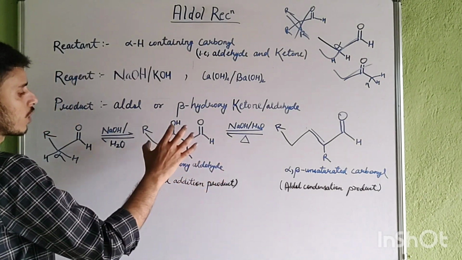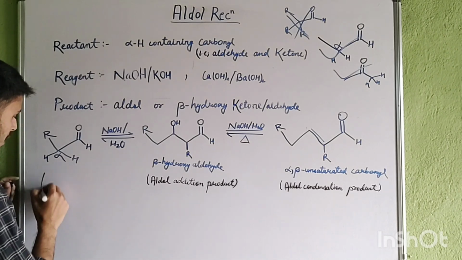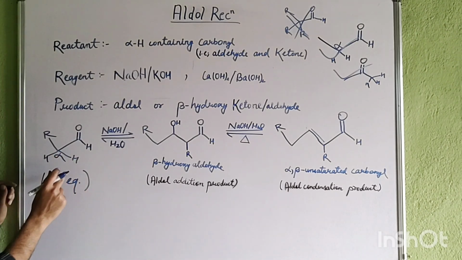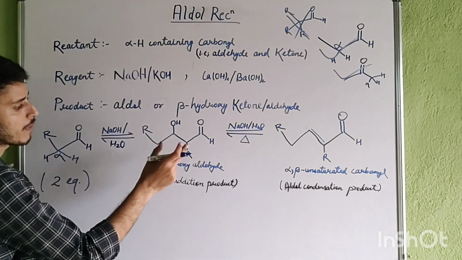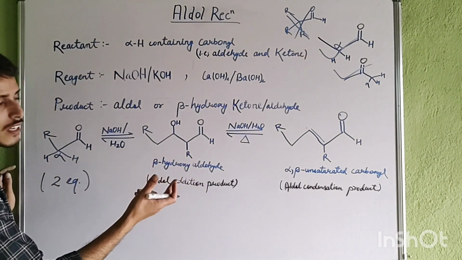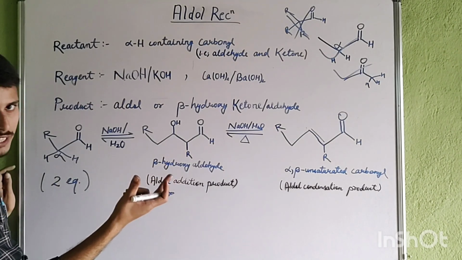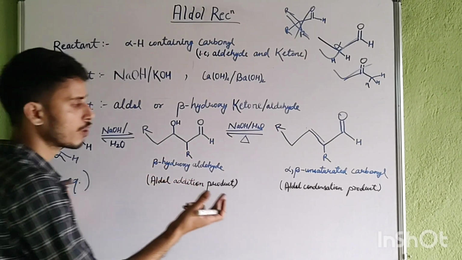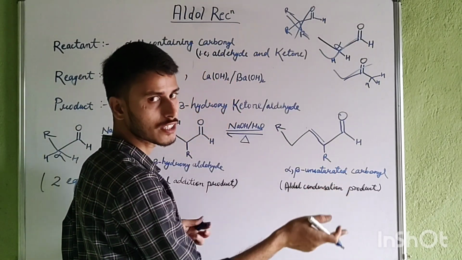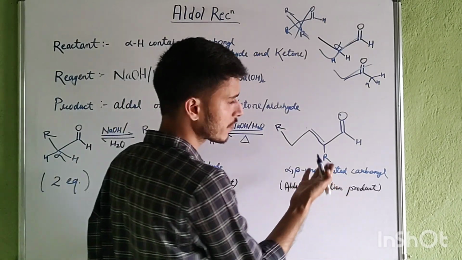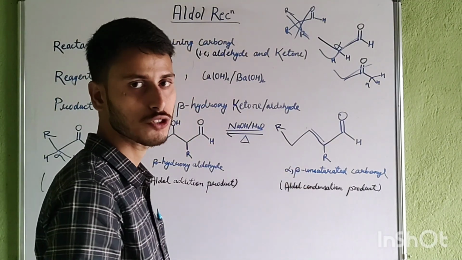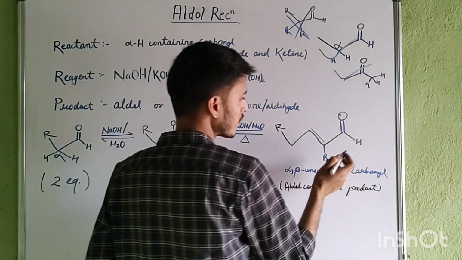This is aldol addition product. We have taken two equivalents of this aldehyde, and they have combined to give this aldol addition product. And when elimination reaction takes place, condensation product is formed. This condensation product is known as alpha beta unsaturated carbonyl. Here we have aldehyde, so we can say that this is alpha beta unsaturated aldehyde.